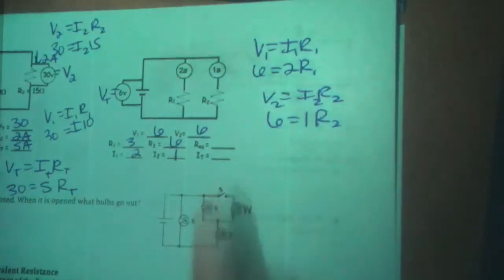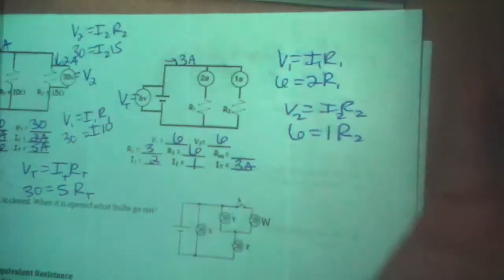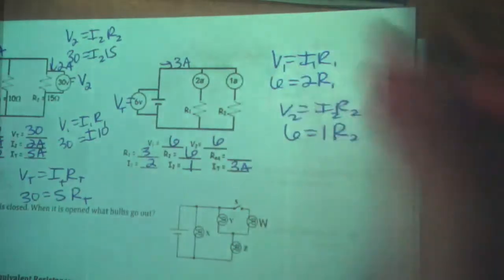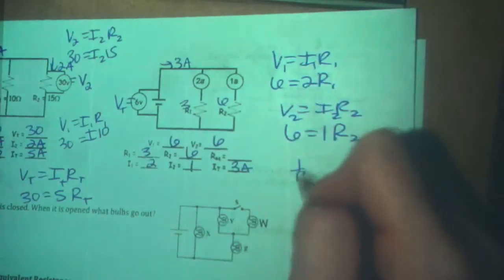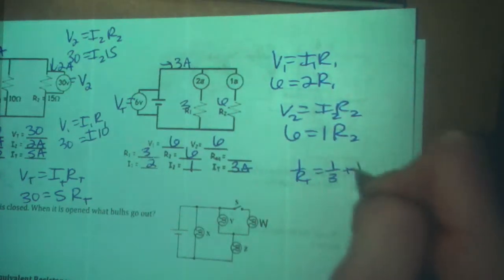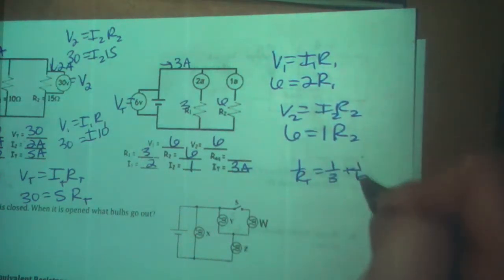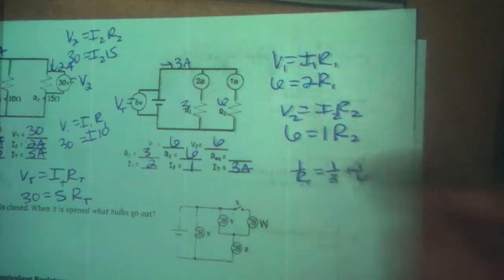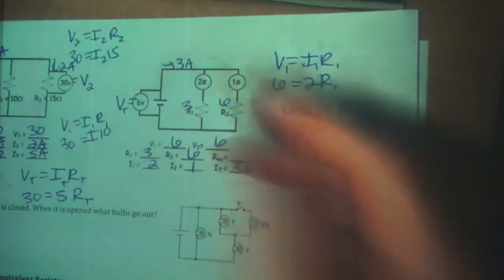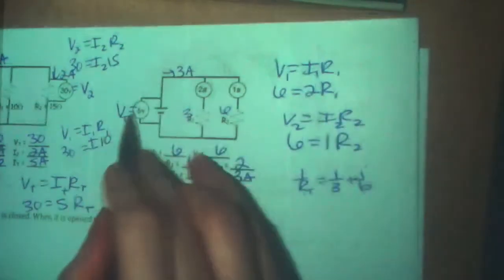V2 is going to be 6 volts, I2 is just 1 amp, and then that means R2 is 6 ohms. Total current would just be 3 amps because it's the two of them together, and then your total resistance, we just said this one was 3 and this one is 6, so 1 over R total equals 1 over 3 plus 1 over 6. Put this in your calculator, hit enter, 1 over that would get me R total is 2. Also, you can use V total and I total.